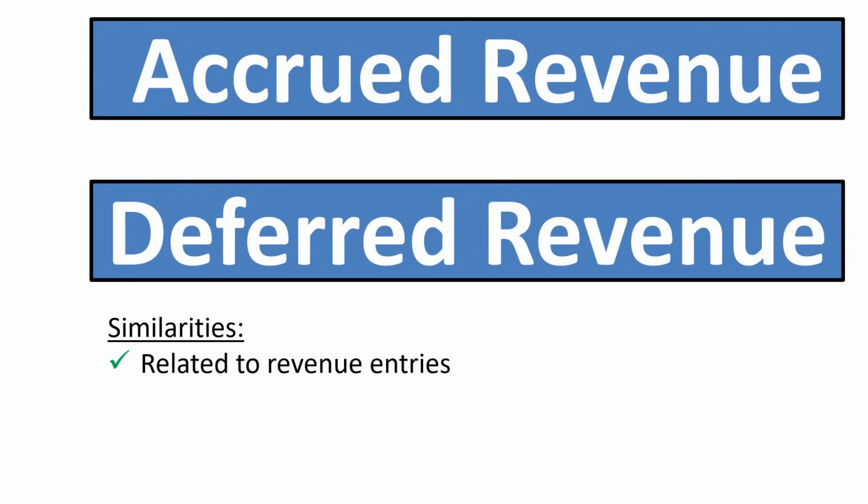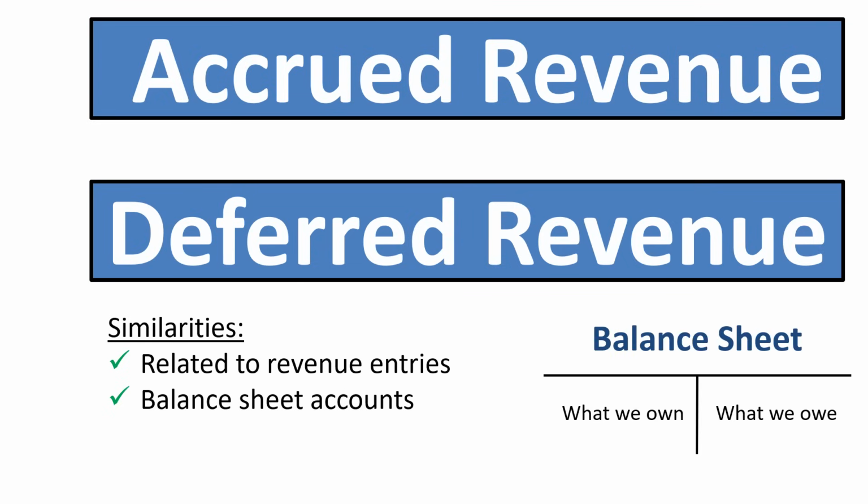Another similarity is that accrued revenue and deferred revenue are both balance sheet accounts. Accrued revenue is an asset, something that we as a company own. It goes on the left-hand side of the balance sheet. Deferred revenue is a liability. It is something that we as a company owe. It goes on the right-hand side of the balance sheet.